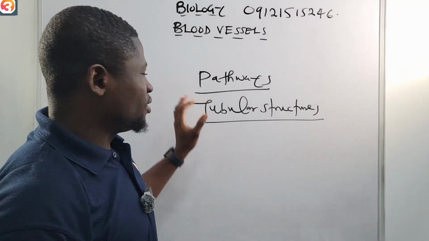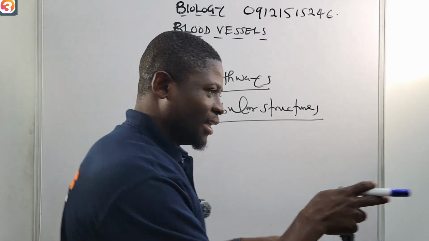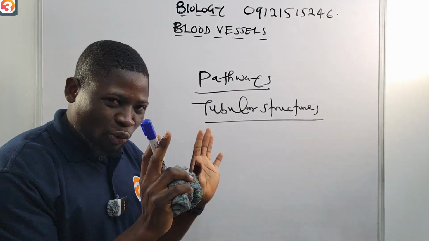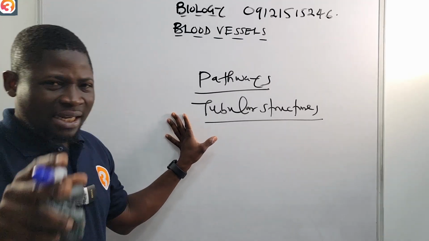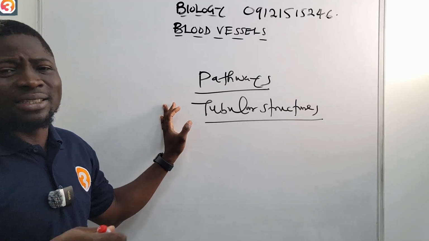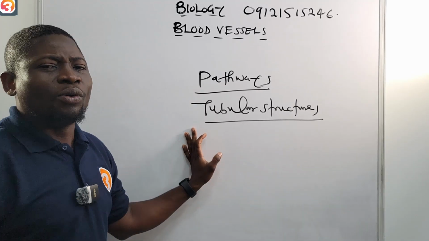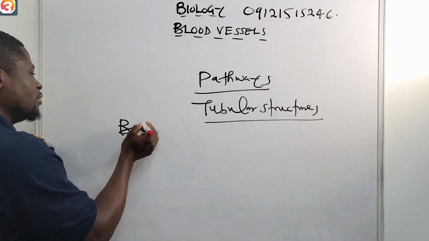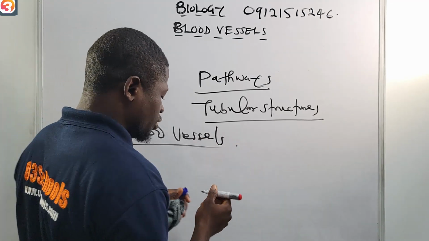There are some pathways, tubular structures, through which blood navigates around the body. It is these tubes that allow blood to go around. And these tubes are called what? These tubular structures are called the blood vessels, which we are talking about today.